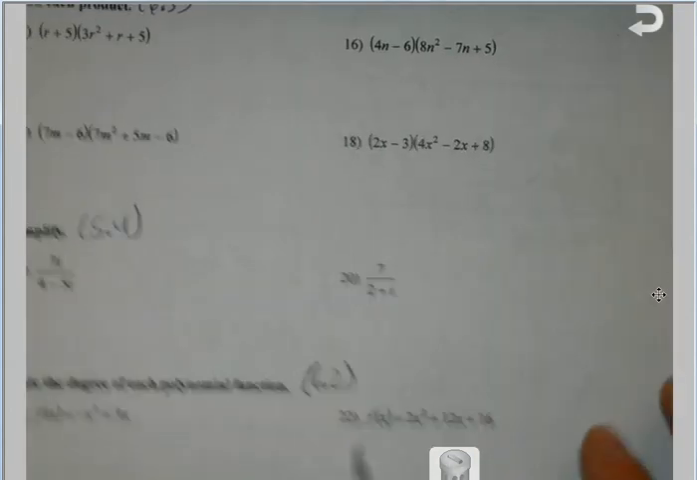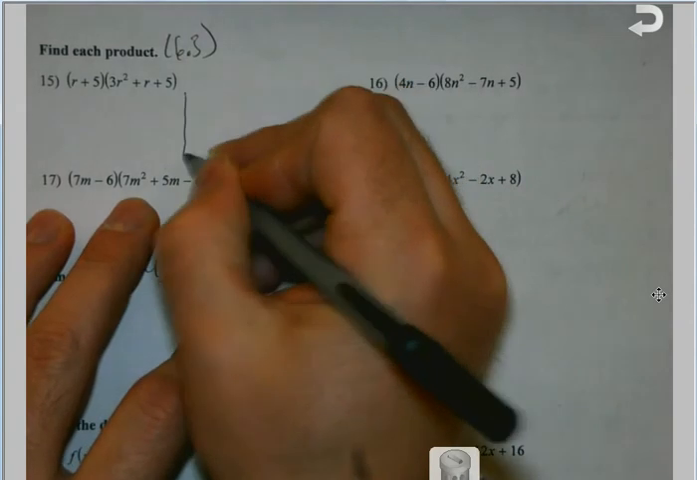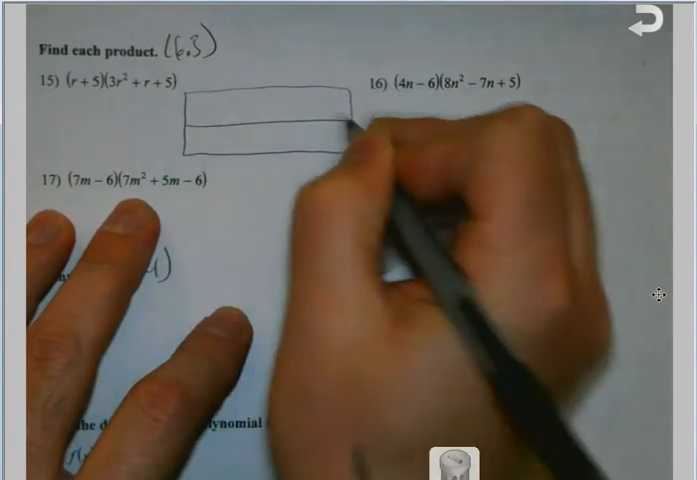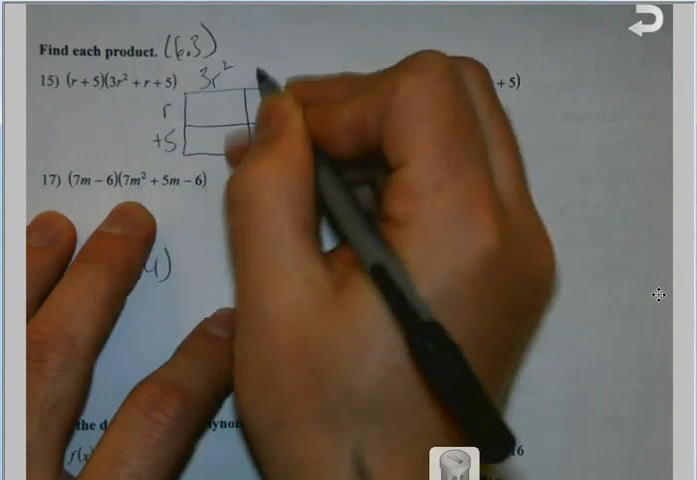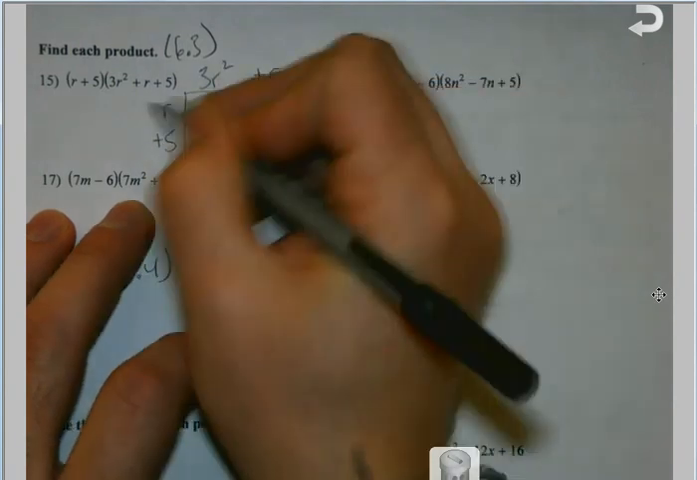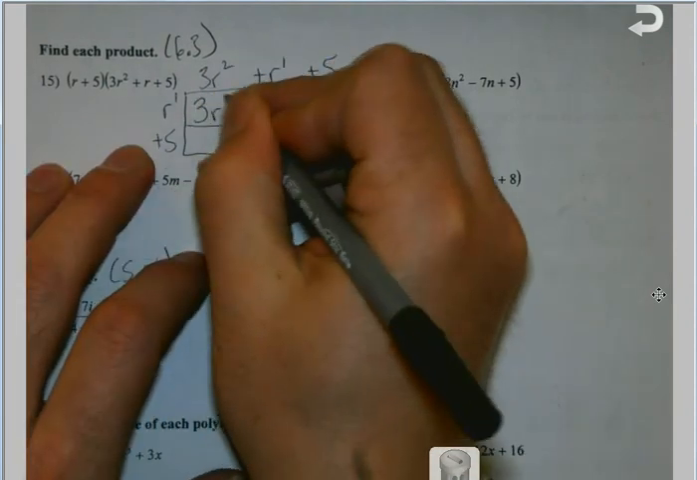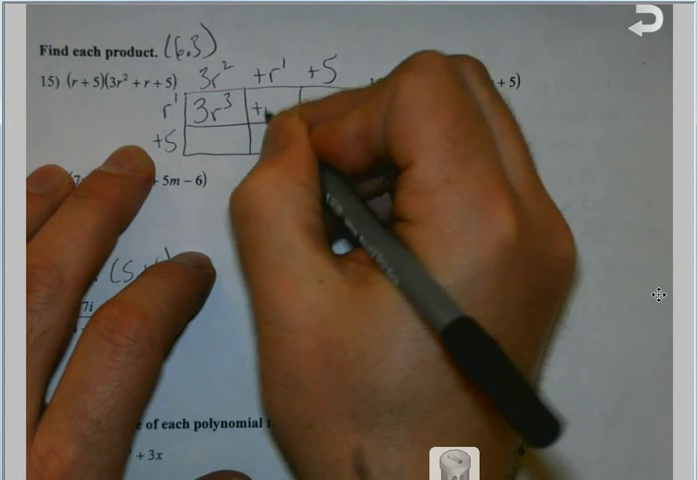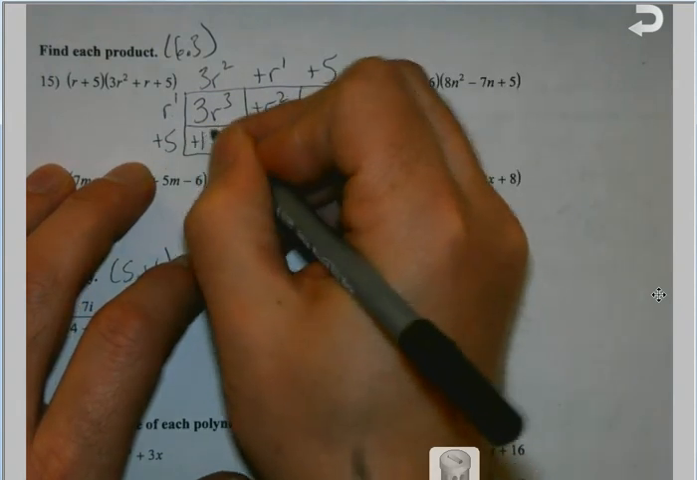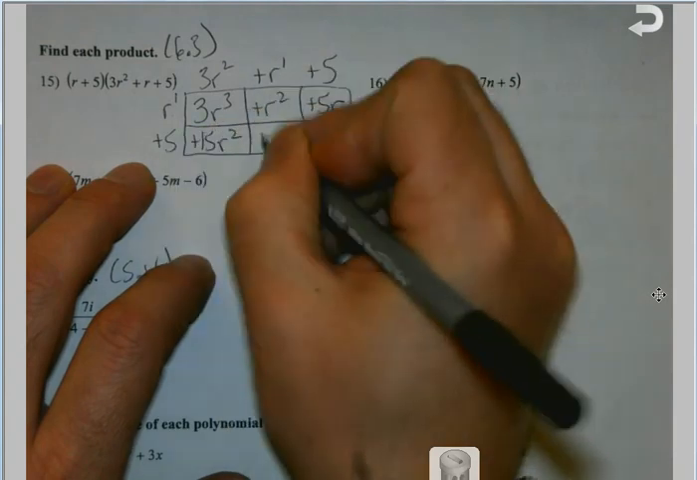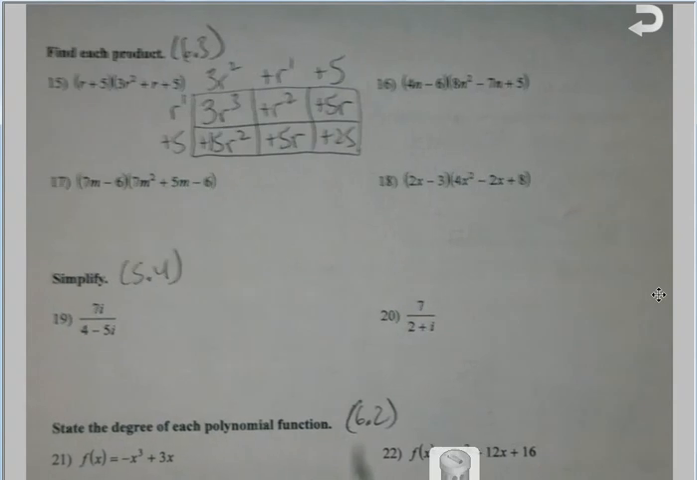Over to the back, find each product. We've talked about these. We use the big ol' box for these. And again, when I'm multiplying, and that's what I'm doing to fill the box, I add the exponents together. Add the exponents. Multiply the coefficients. Then just don't leave it in the box. We got to put the like terms together.